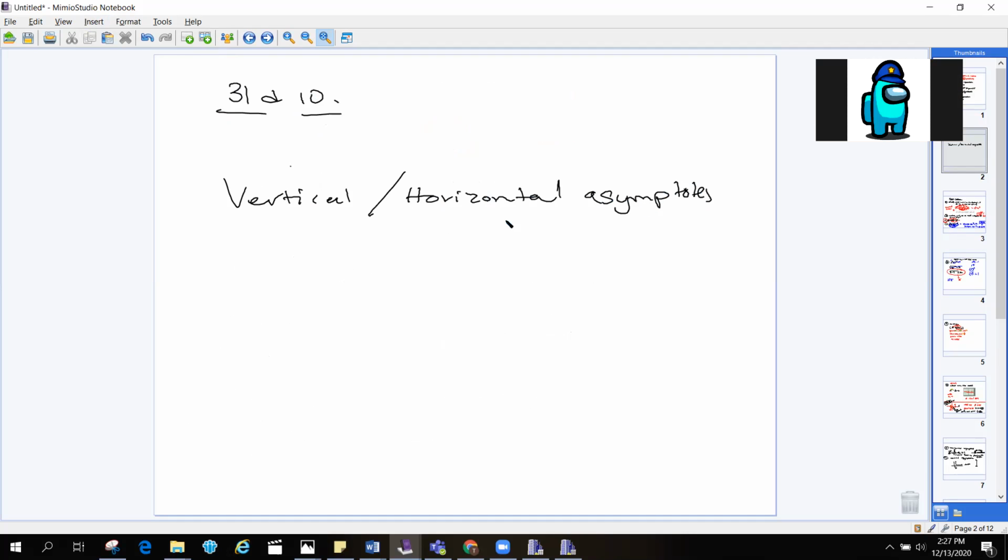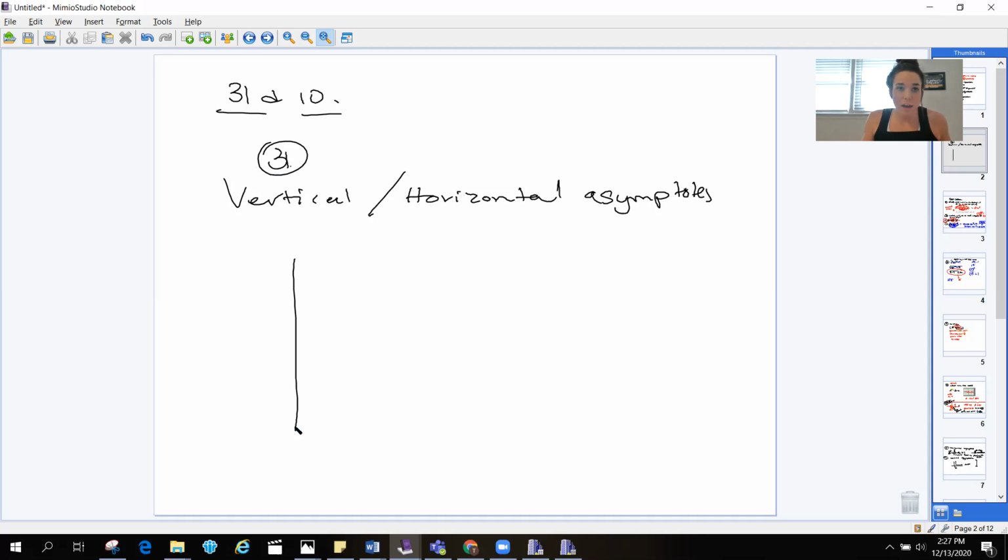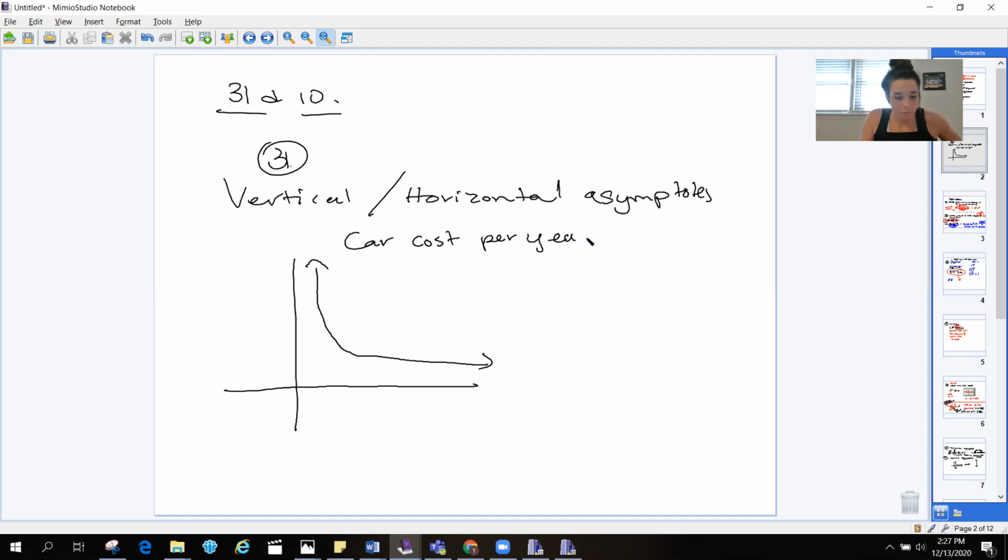Okay. All right, so these are word problems with 31. So this is 31. And so you're going to have a graph and it's going to go like this. And let's say you're looking at car cost per year. And these are the number of years. And this is the average cost in dollars.